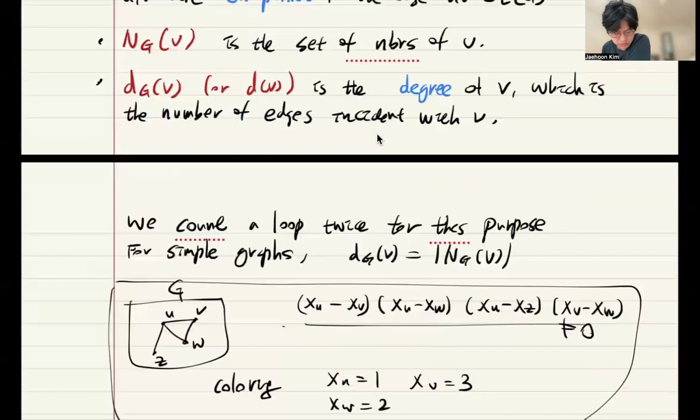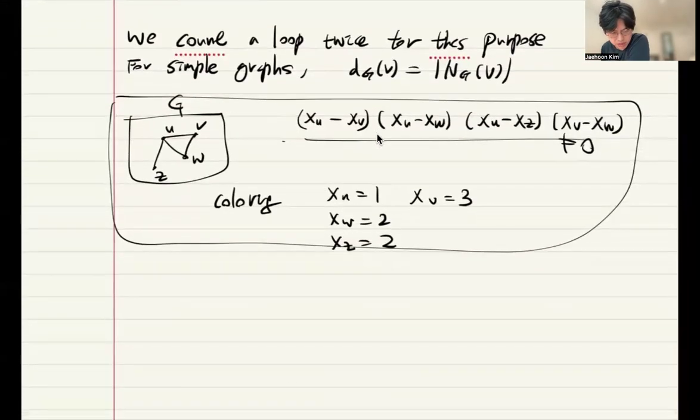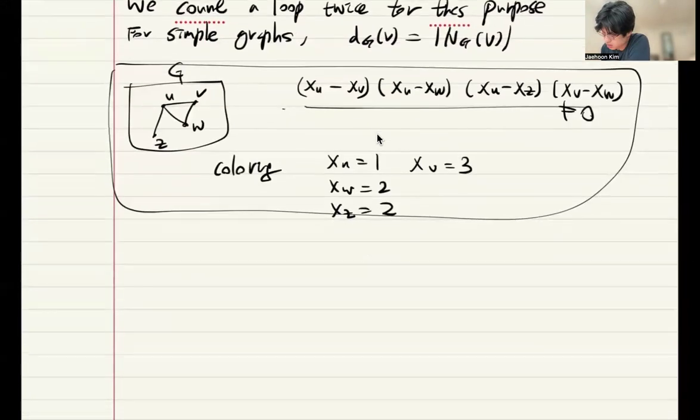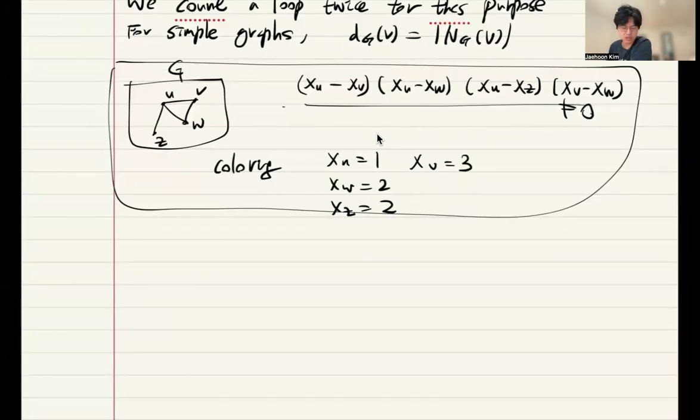So we have defined the basic definitions of graphs. And in the next video, we will define graph isomorphism and subgraph, which are very natural.